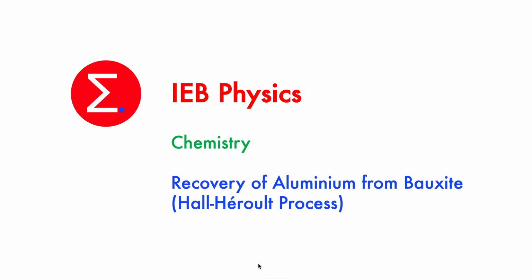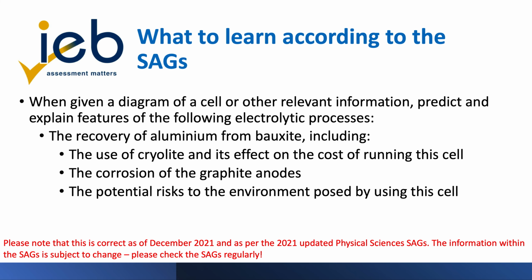Today we're going to be looking at the recovery of aluminium from bauxite, which forms part of the chemistry section under the IEB Physical Sciences syllabus. So what do you have to learn according to the SAGs, or what do you have to know by the end of this presentation?